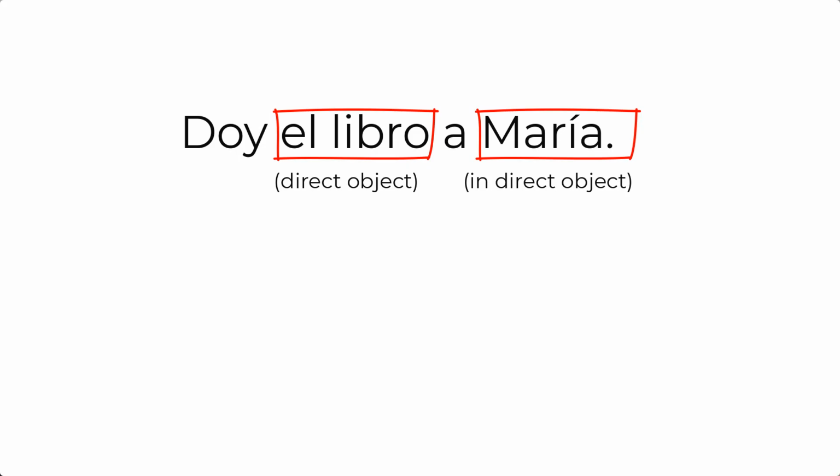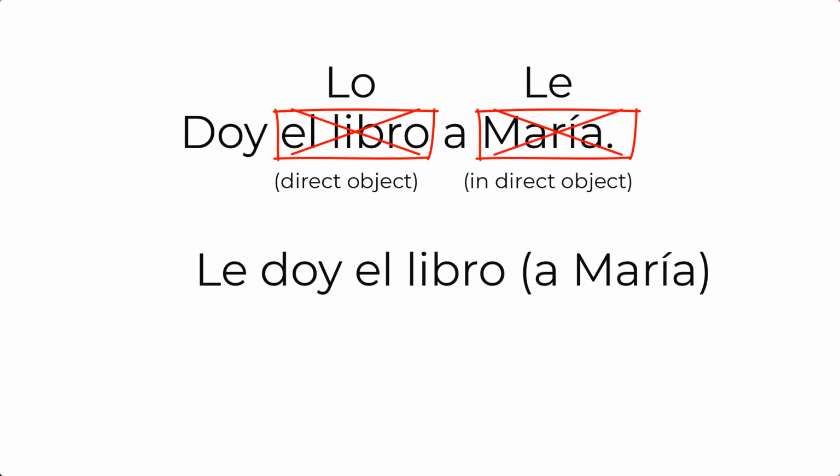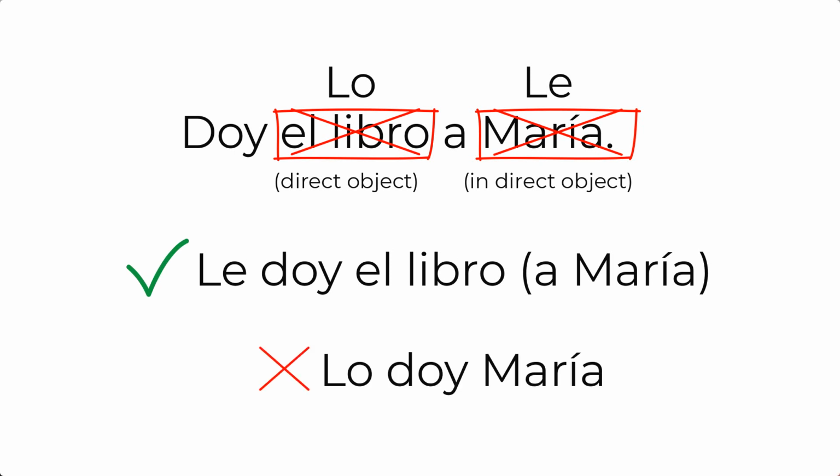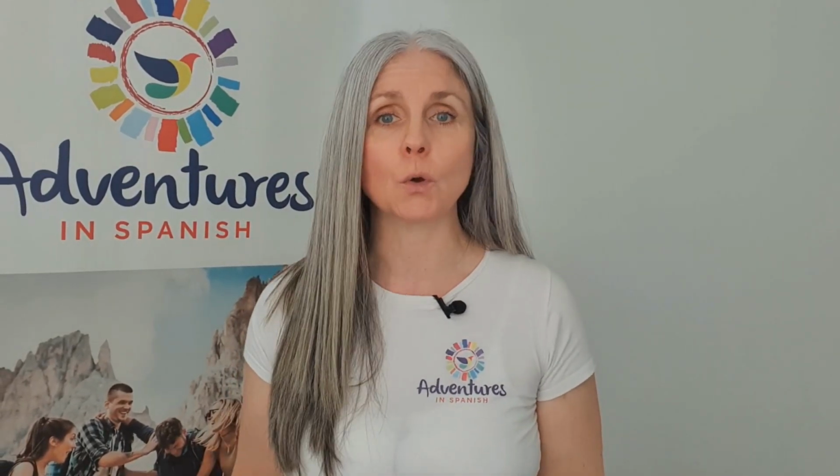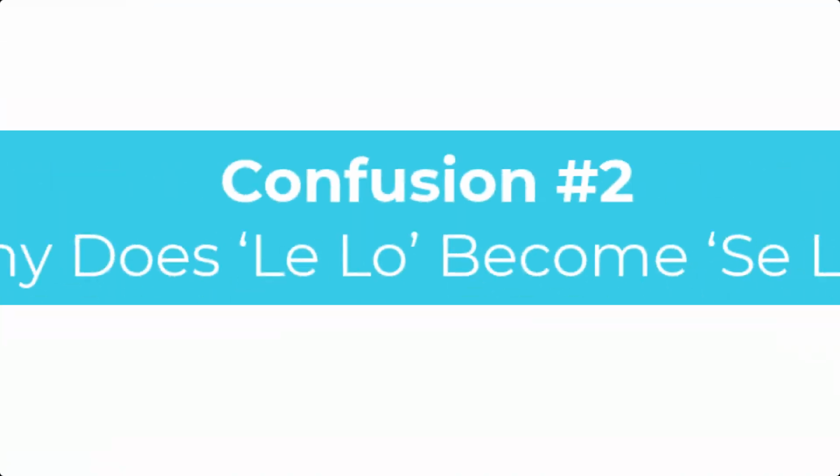So that means that the book is replaced with lo, and the to María is replaced with le. So the correct version would be le doy el libro. Le doy el libro. If you say lo doy María, well, that's wrong because you've replaced the wrong thing. When in doubt, you can simply ask yourself what and to whom, and that question usually solves about 80% of the problems.